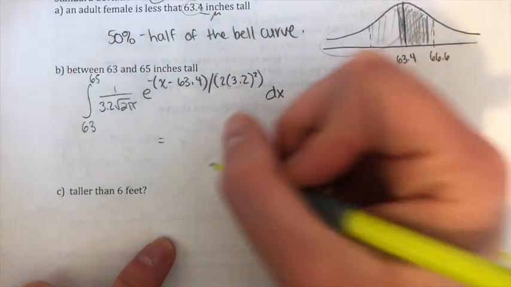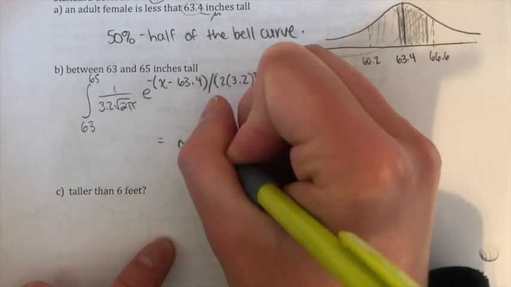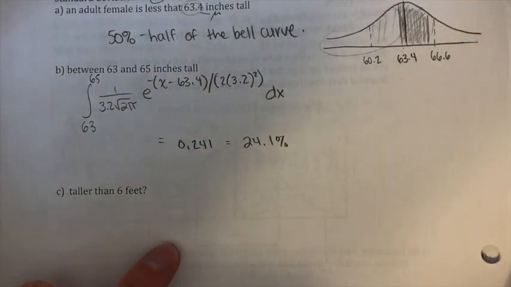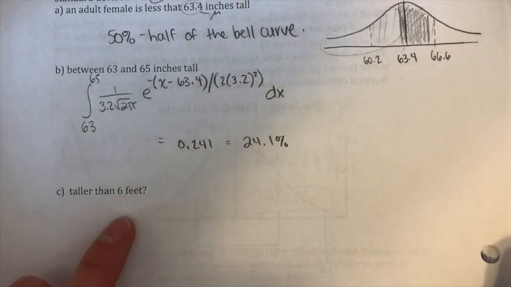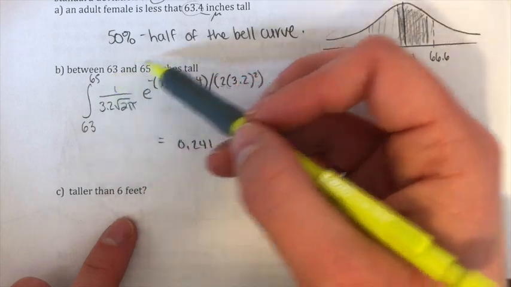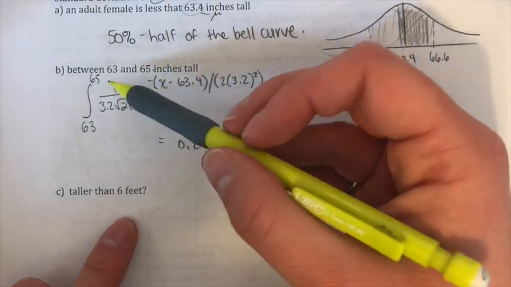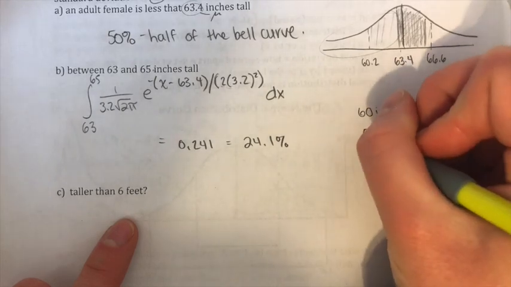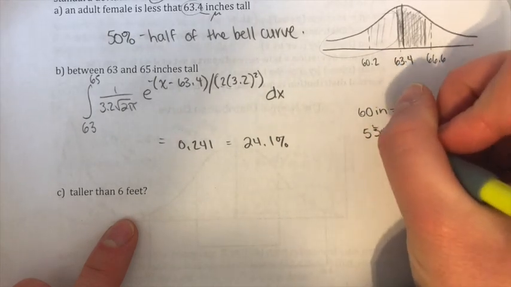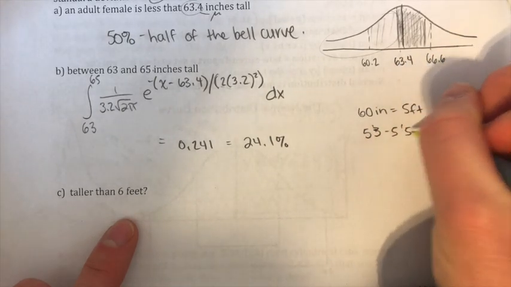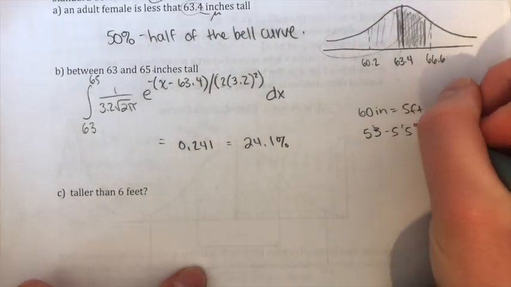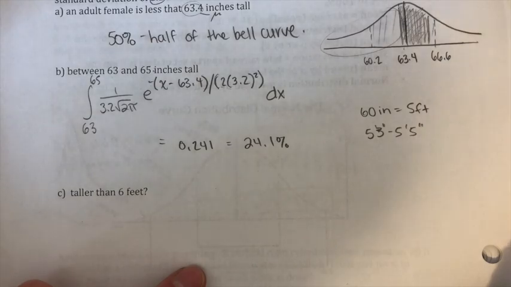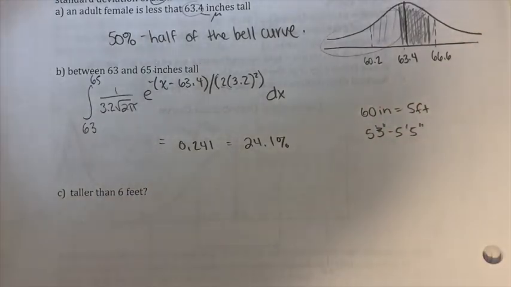Okay, I get 0.241. So that would mean 24.1% statistically of the adult female population are between 63 and 65 inches tall. 60 inches is 5 feet. So between 5'3" and 5'5" would be that measurement. That makes sense that about 24% of the population is, that's a good chunk, okay?